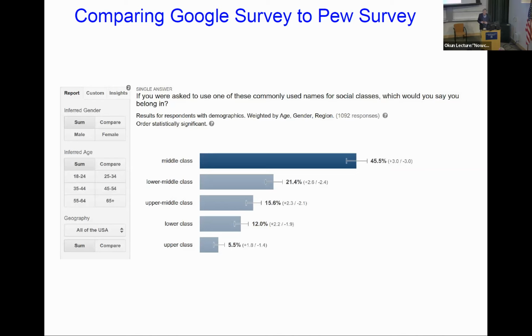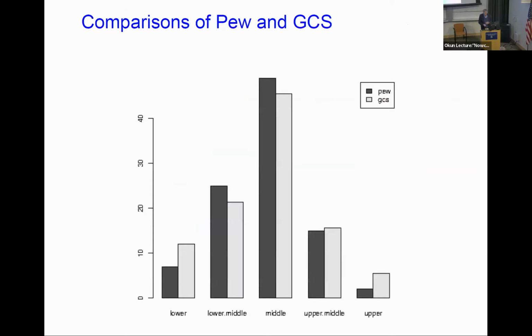And then what Google Surveys get. They ask people, if you were asked to use one of these commonly used names for social classes, which would you say you are? Middle class, lower class, upper middle, etc. If you look at the survey results and compare them to the Pew, you get really good alignment. So in this case, the survey methodology has worked pretty well, and I have other charts like this.